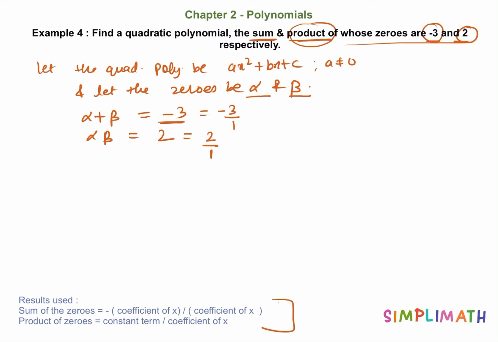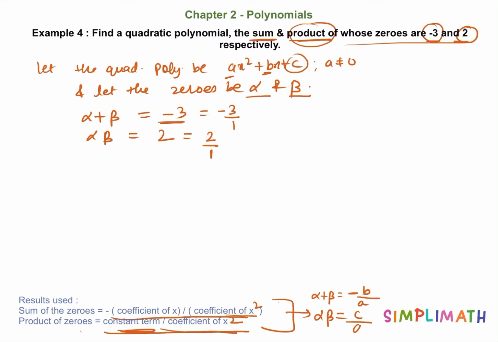Now we know from here that the sum of the zeros is minus of coefficient of x upon coefficient of x square. So minus of coefficient of x here is b upon coefficient of x square is a, and product of zeros is constant term upon coefficient of x square. So product is the constant term c upon coefficient of x square a.